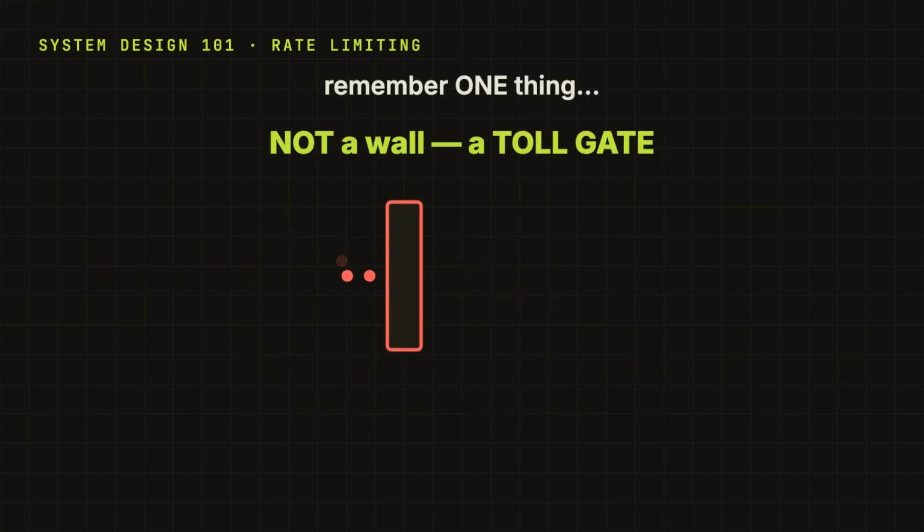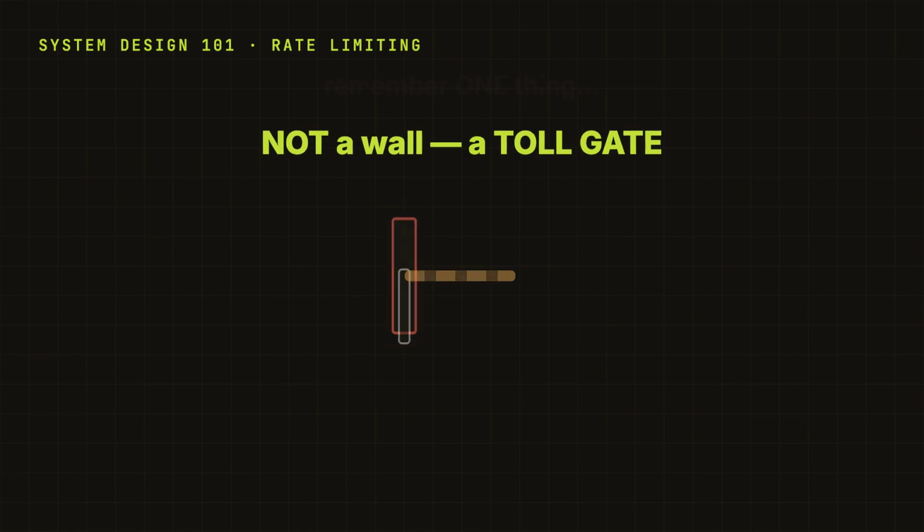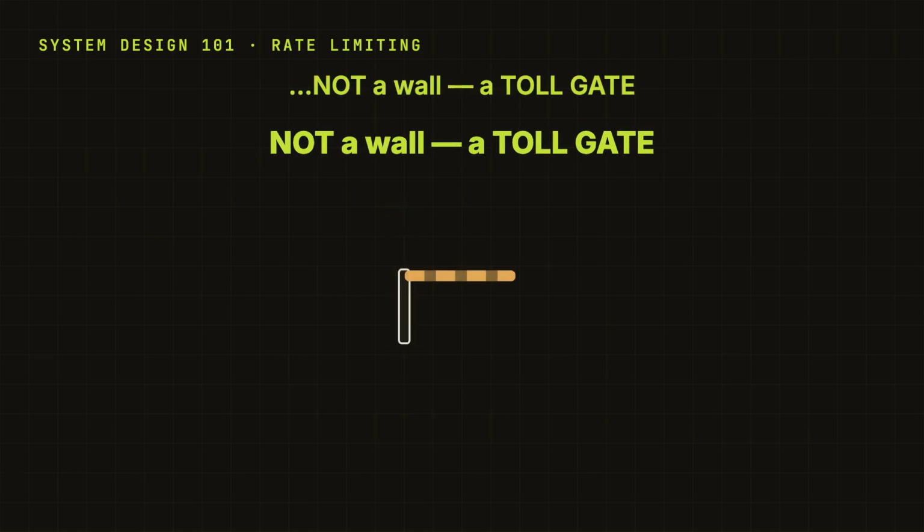But for today, remember one picture. A rate limiter is not a wall, it is a toll gate. It does not say no, it says not so fast.